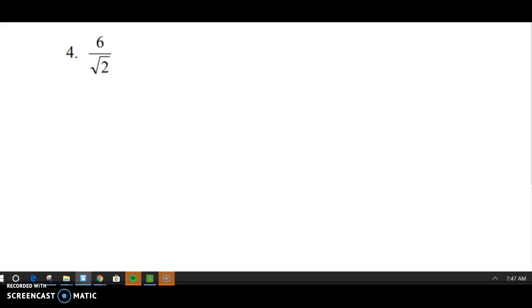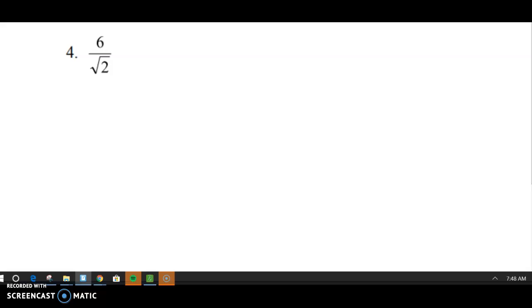So, on number 4 we have 6 over root 2. Now the first thing we want to look for is, is there a way to divide this out or simplify it? We can't take a root and divide it with a whole number, so we can't simplify the numerator and the denominator the way that it is. We have the square root of 2 and it is not a perfect square, so we need to come up with a way to rationalize it and make it to where it's a whole number in the denominator.